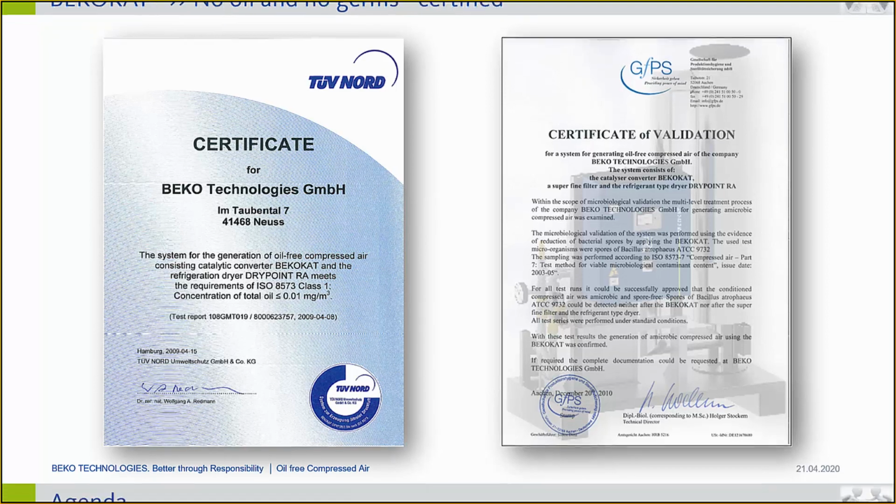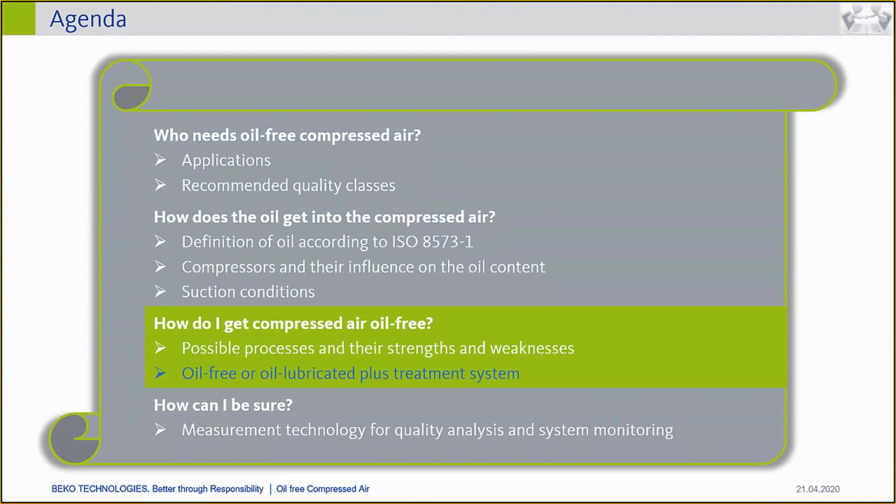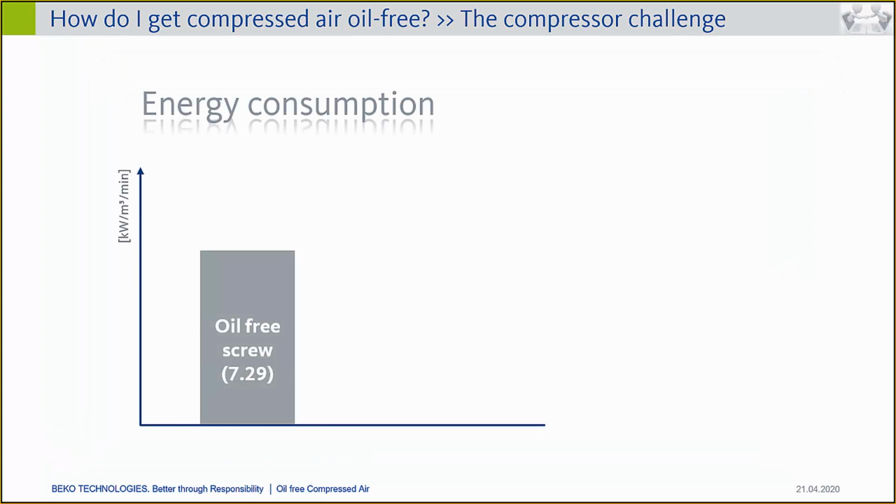So the next part would be the oil-free or oil-lubricated plus treatment system. So this comparison, what does it mean? The following numbers that we will see here are based not only on brochures, but on technical information from a compressor manufacturer. So the graph shows the specific power consumption for a two-stage oil-free compressor. In this case, 7.29 kilowatt per cubic meters per minute.